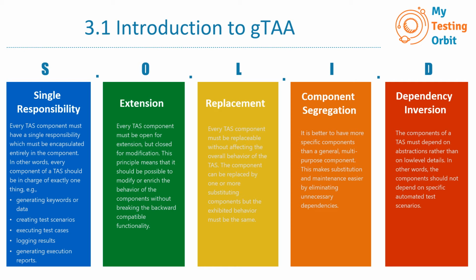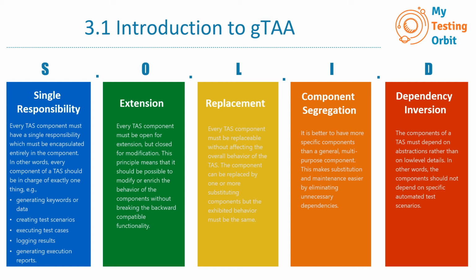The next one is O. This O basically refers to the open-closed principle by B. Meyer, and it's also known as extension. It says that every test automation solution component must be open for extension but closed for modification. So this principle means that it should be possible to modify or enrich the behavior of the components without breaking the backward compatible functionality. So whenever we write the code, we need to refactor code in a way that whenever there is a new requirement, we can extend the code without modifying the existing code again and again.